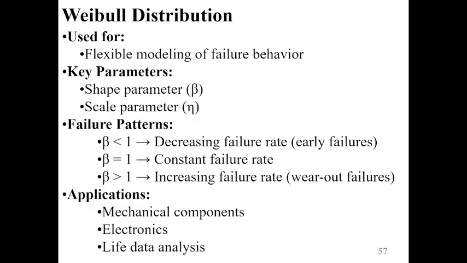When beta equals 1, the distribution behaves like the exponential distribution, indicating a constant failure rate. Let me add another student.